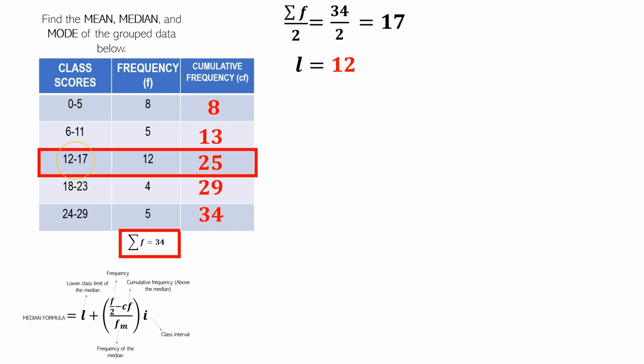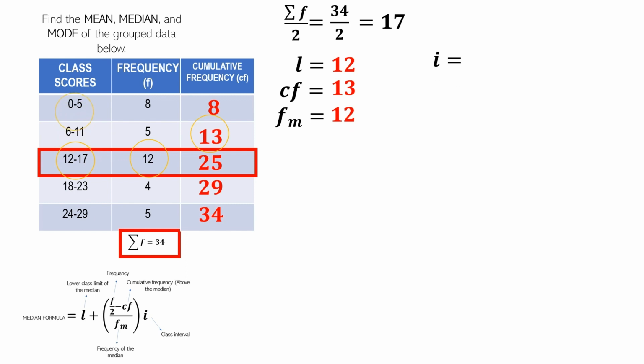Next is the cumulative frequency above the median. Since the location of the median is in 25, we need to get the cumulative frequency above it, which is 13. Next, the frequency of the median is 12, while the class interval is the distance of the groupings.